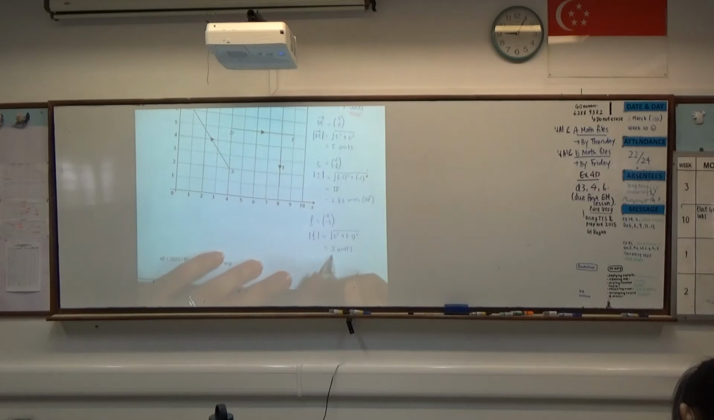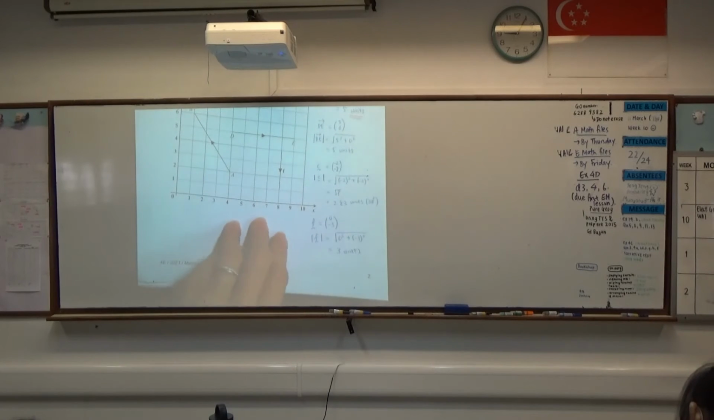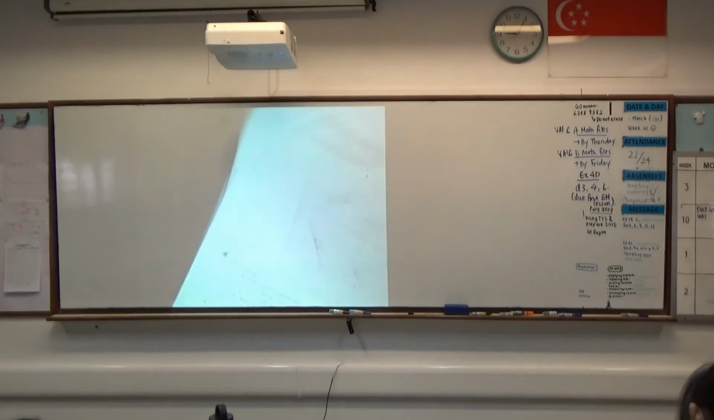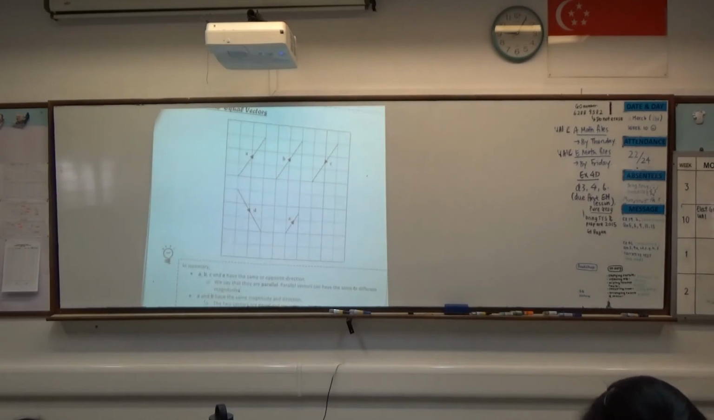So a reminder that it should be a positive number. So even if down here is negative 3, do keep in mind that the magnitude should be a positive 3. Moving on, about equal vectors.